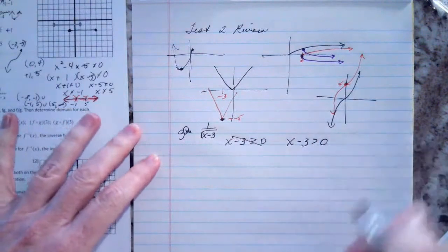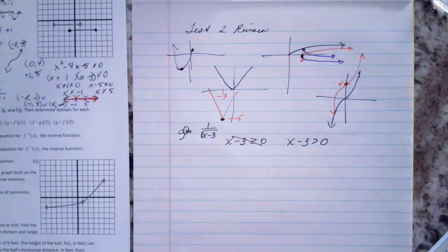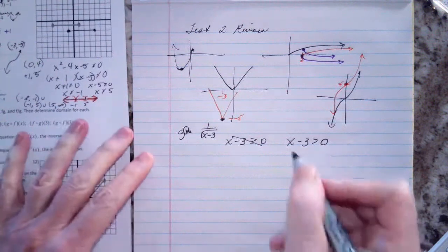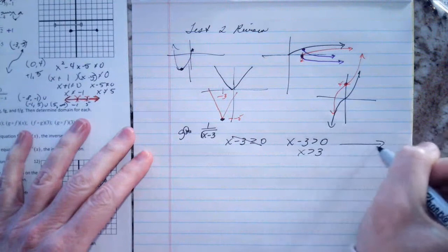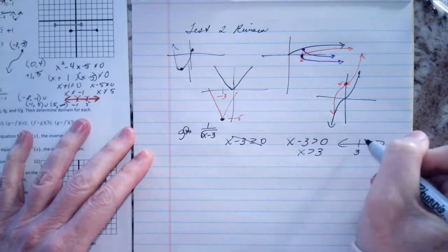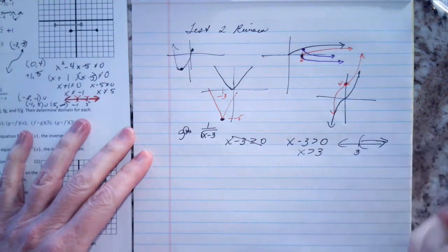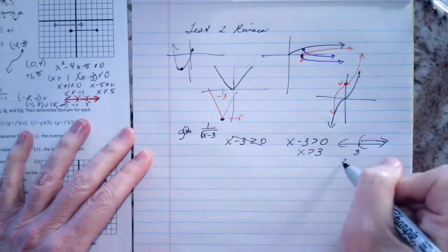Our new setup looks like that. We have to accommodate both of the problems with domain. There are other problems with domain, but college algebra doesn't get into either of those. So x has got to be greater than 3. On a number line, it's going to look like that, and you are going that away. Arrow points you that way.